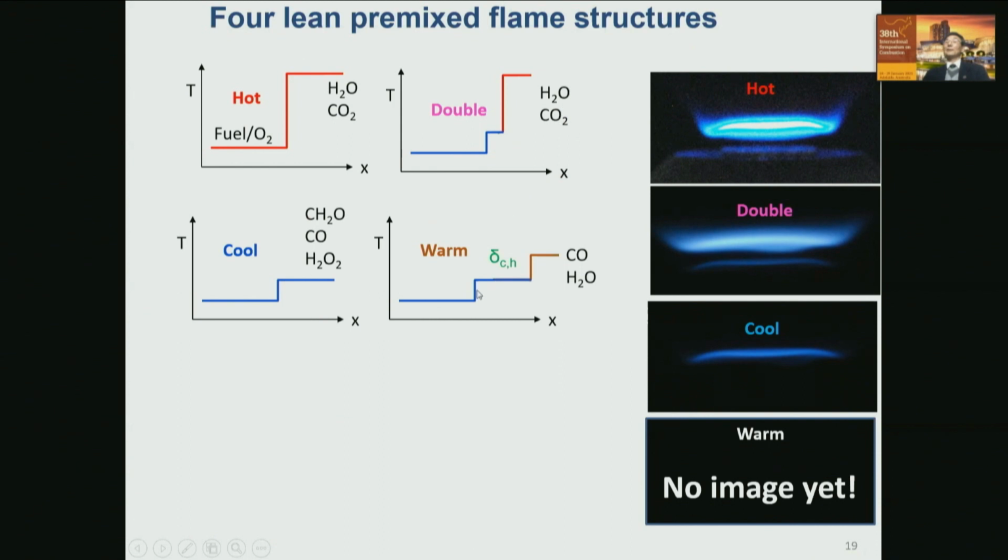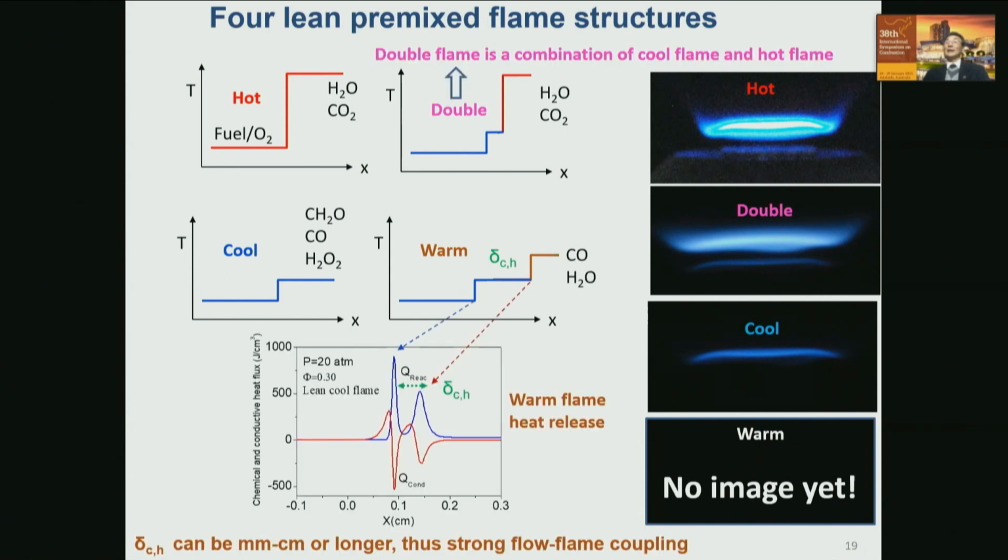However, the warm flame has a cool flame front, and at a distance delta CH, you have an intermediate temperature flame. This flame only converts the aldehyde into CO, not into CO2. If you look at the warm flame structure, you have two heat releases. The first is the cool flame heat release. The other one is the intermediate temperature flame. And the distance between them can be millimeters to centimeters.